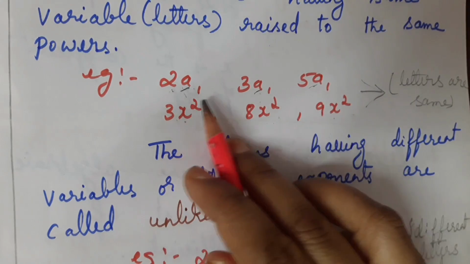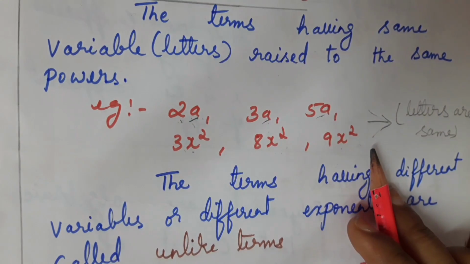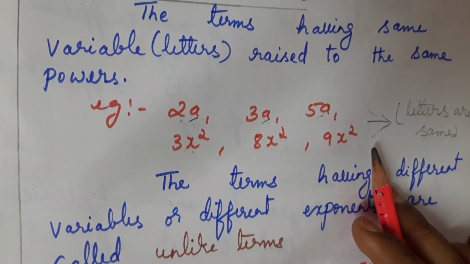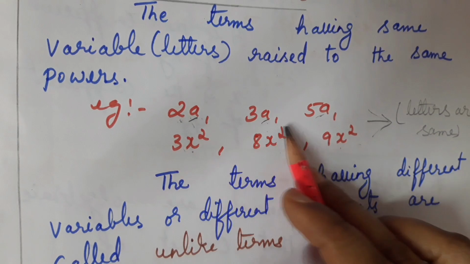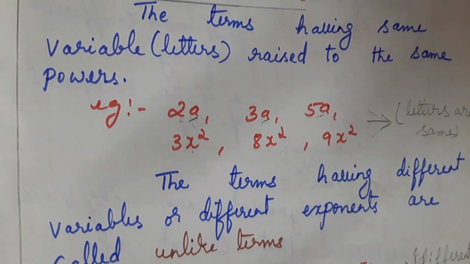Like terms means same letters and same power. Only like terms we can add or subtract. Like terms with the same variable, we can do addition and subtraction in these polynomials.